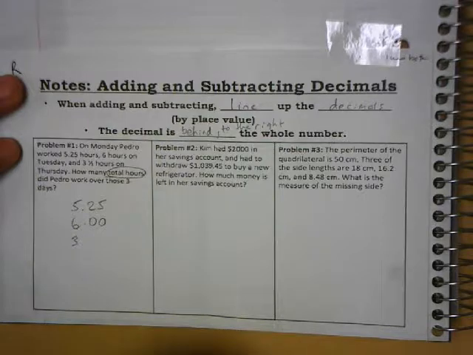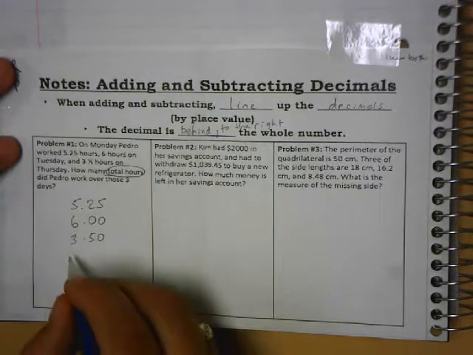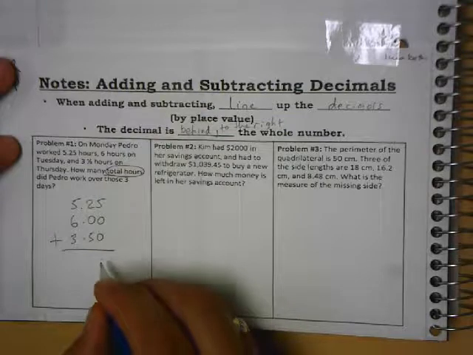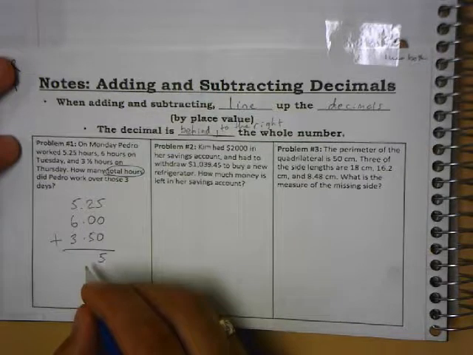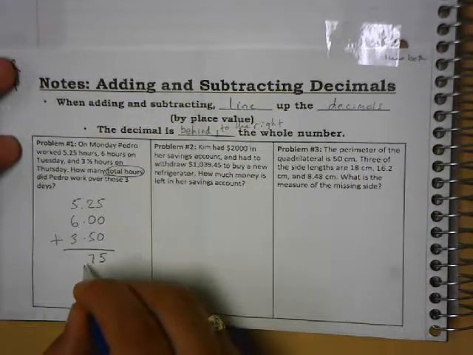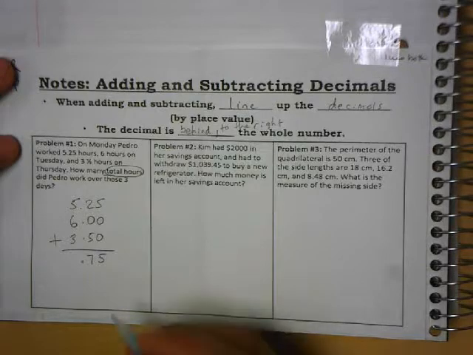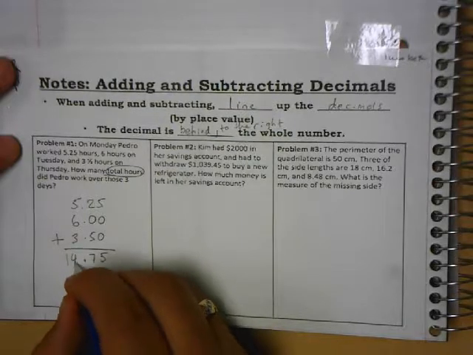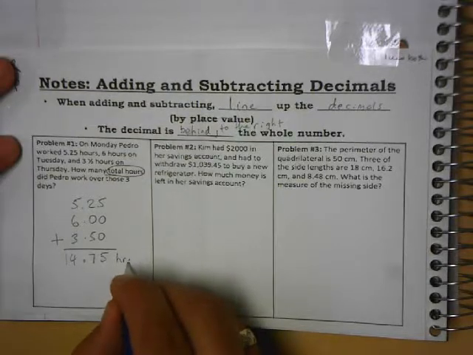1/2 as a decimal is expressed as 50/100 because 50 is half of 100. We're going to combine these hours. 5/100 plus 0/100 is 5/100. 2/10 plus 5/10 is 7/10. Bring our decimal down. Remember, when we're adding and subtracting decimals, we line up our decimals and bring it down into our answer. 5 plus 6 is 11. 11 and 3 is 14. So Pedro worked 14 75/100 hours over those 3 days.